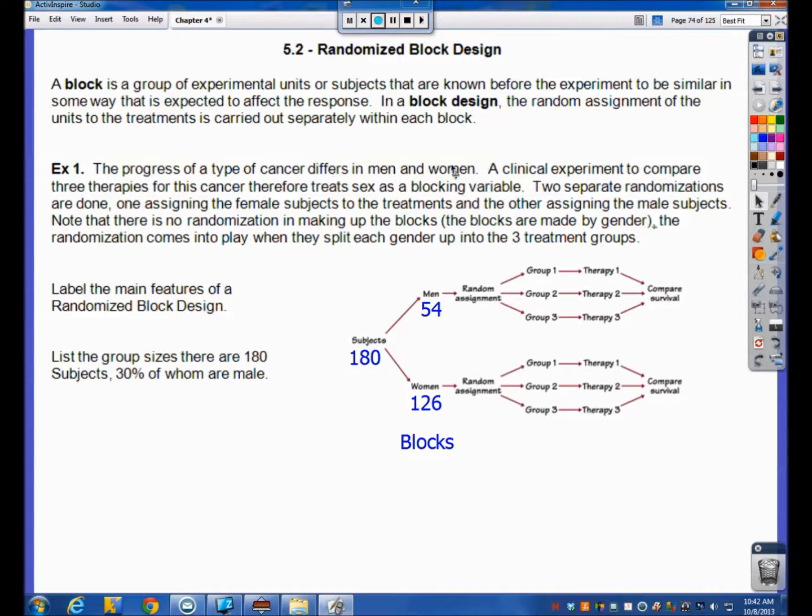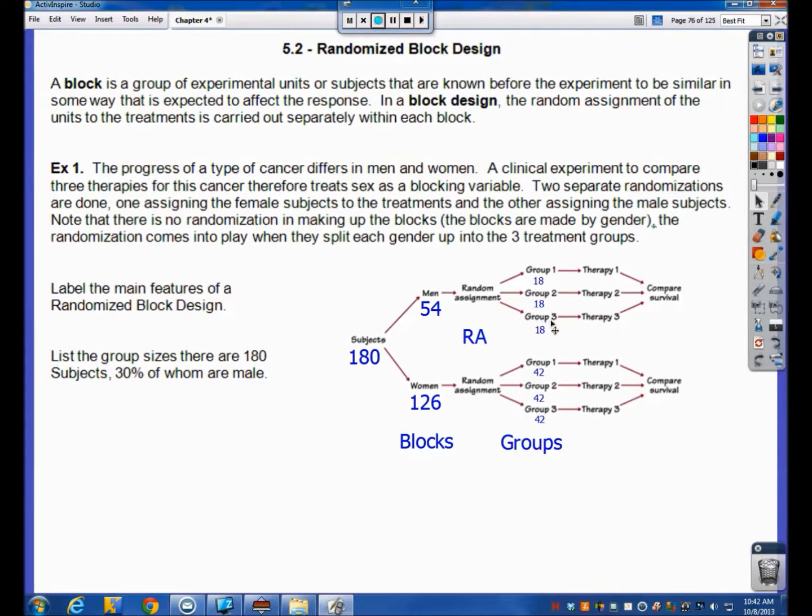So here are my blocks that I've split up, because the type of cancer differs in men and women. Therefore, I'm splitting up my blocks by gender. So there's my 54 and 126. Now from there, I randomly split up my 54 men among 3 treatments. So 54 divided by 3 is 18 per group for the men. 126 divided by 3 gives me 42 in each group for the women.